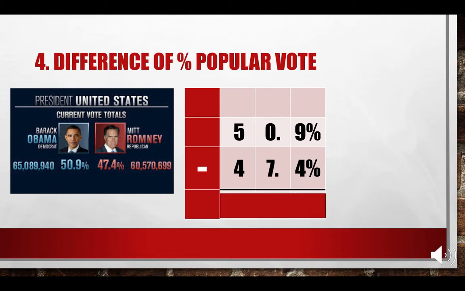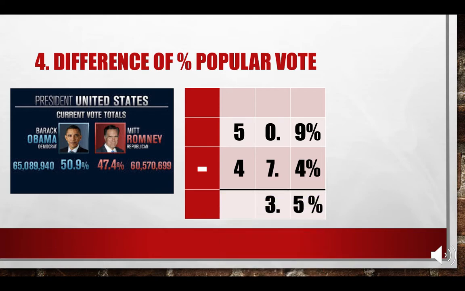So now what we're going to do is look at number 4. We're going to find the difference of the popular vote, and this might help us get a feeling of how close this election was in regards to percentages. So what I want you to do is find the difference, the answer to a subtraction problem, between 50.9% minus 47.4%. I will tell you, you're going to need to do some regrouping in that tens column, in the ones column. So go ahead and press pause for a second, and then when you're ready, come on back.